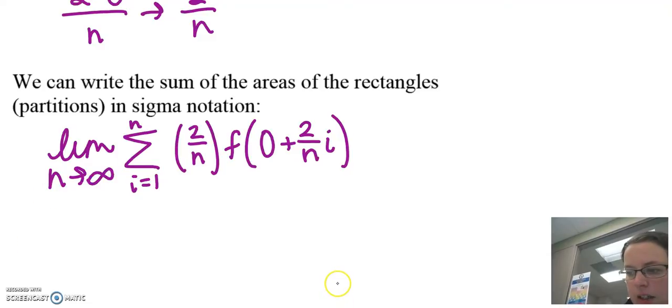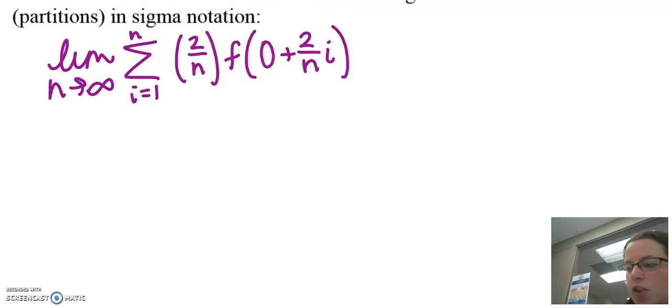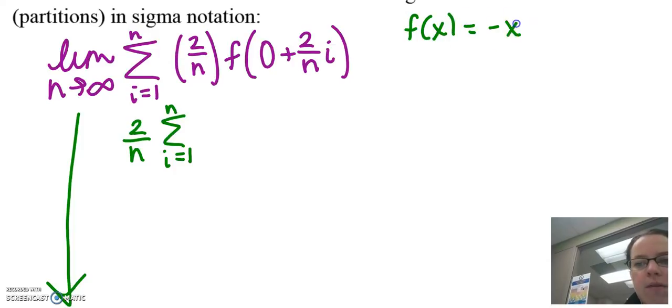All right, so using this and what we know from our work the last couple days, I can take this 2 over n out in front. So my limit's going to carry down. f of 0 plus 2 over n i. Well, my f of x was negative x squared plus 5.